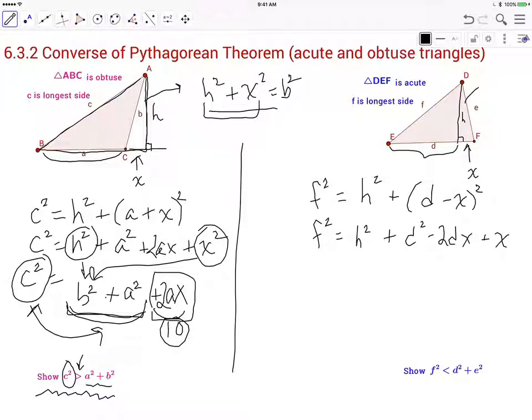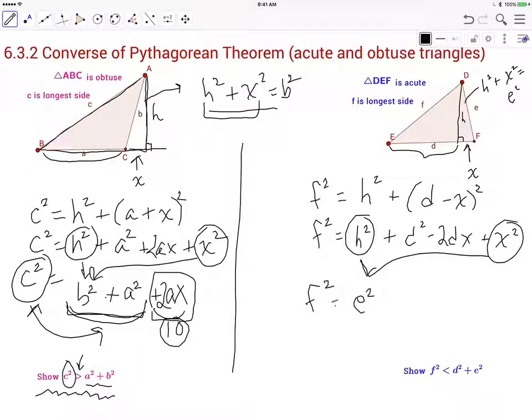Let's try to get that established, that what? H squared plus x squared is actually equal to e squared. So back to our proof down below, h squared, oops, and I forgot this, plus x squared can be replaced by e squared. Here we go. I'm just going to keep filling those things in. So that's a replacement. I'm going to bring these two down. So plus d squared minus 2dx.